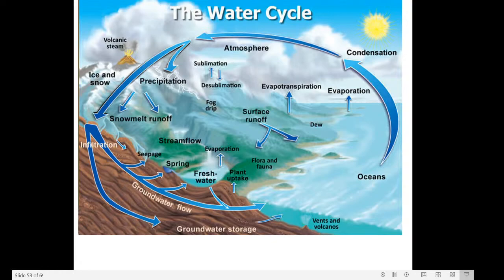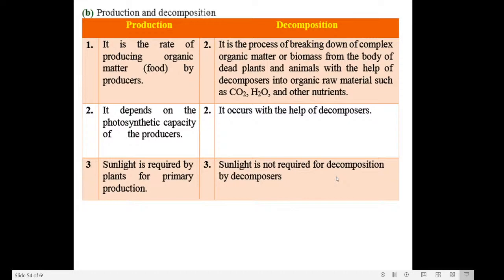After this understanding of the ecosystem, we want to know what production and decomposition are. Production is the rate of production of organic matter. Decomposition is the degradation of organic matter after the death of a plant or animal. It depends on the photosynthesis capability and on the help of decomposers, which may be bacteria or fungi, many things. Sunlight is required for production. Sunlight is not required for decomposition by decomposers.